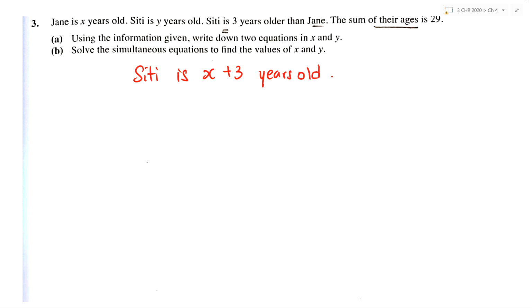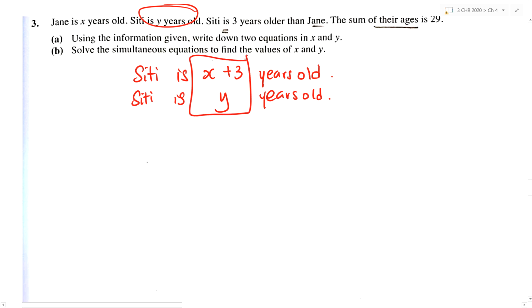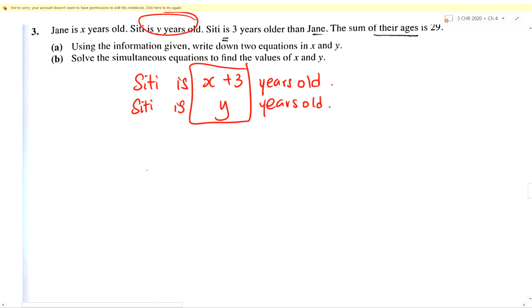Can so far, right? Then the next line says that City is Y years old. What does this tell me about Y and X plus 3? Are they going to be the same? Must they be the same? City is X plus 3, City is also Y. Well, City has one age only. The age cannot change. So this tells me that Y equals X plus 3. Okay, this is our first equation. Please write this down.